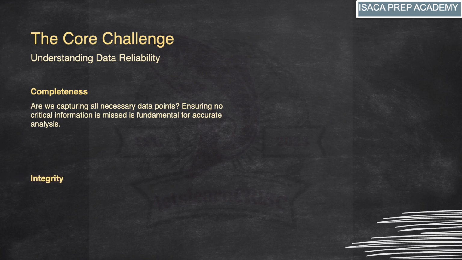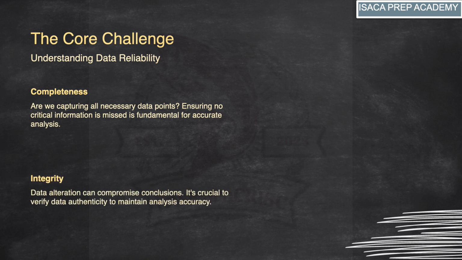Next, integrity. Friends, integrity in the data means making sure that the information has not been changed or tampered with. This is important because if the data has been altered, it can lead to wrong conclusions. It's like trying to read a story but someone has changed the words. You might get the wrong idea about what's happening. In the same way, in data analysis, if the information has been tampered with, we might come to the wrong conclusion about what the data is telling us.